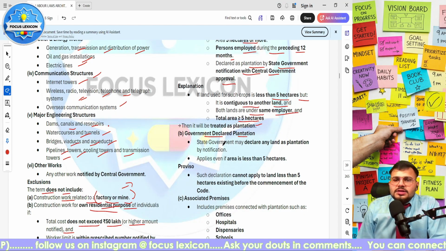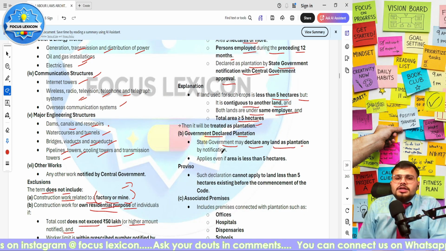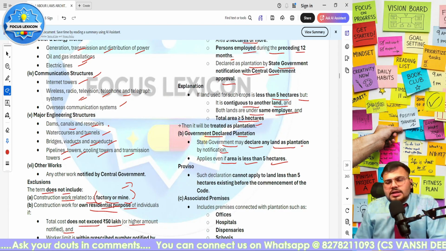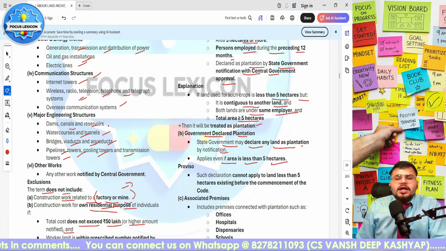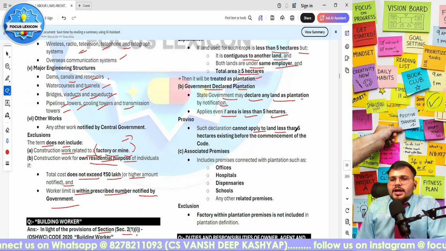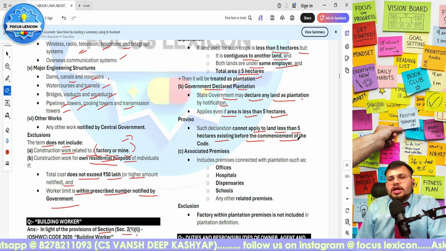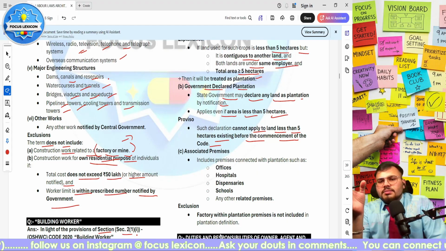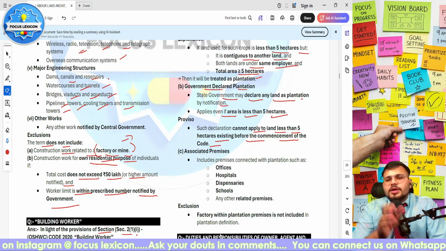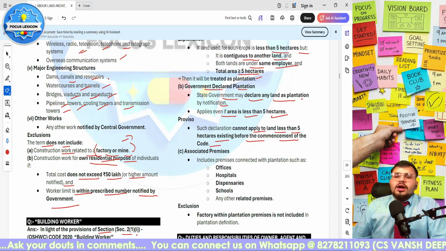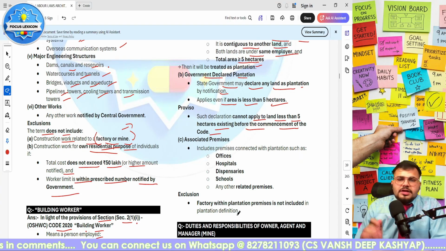Government declared plantation: state government may declare any land as plantation by notification, even if the area is less than 5 hectares. State government has the power to declare any plant as plantation even if the area is less than 5 hectares. Proviso: such declaration cannot apply to land less than 5 hectares existing before the commencement of this code. However, if it is something existing before enforcement of this code, then the government does not have power to declare that. It can declare that after commencement of this code only.